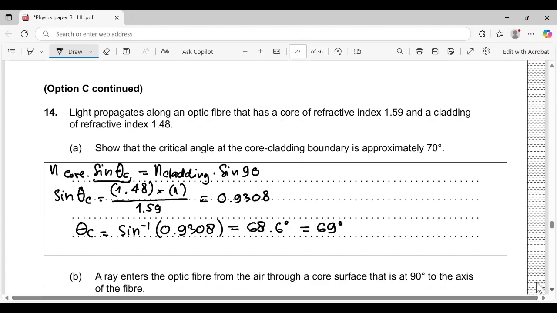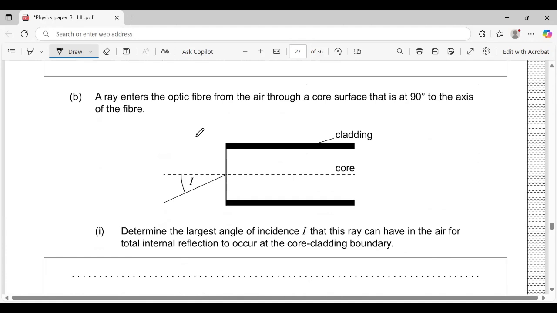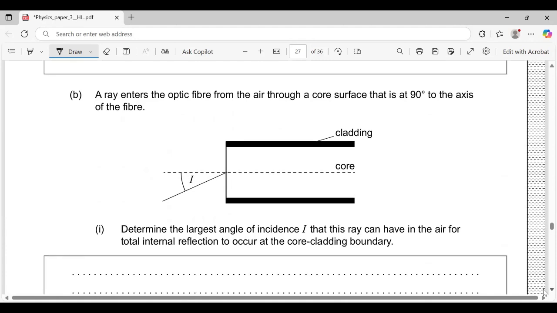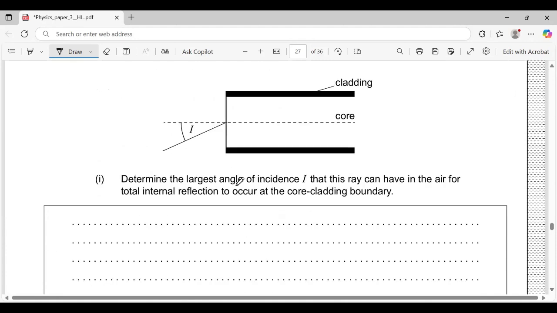Next question. A ray enters the optic fiber from the air through a core surface that is at 90 degrees to the axis of the fiber. So actually this is a cylinder with the optic fiber inside and so on. The question: determine the largest angle of incidence I that this ray can have in the air for total internal reflection to occur at the core-cladding boundary.